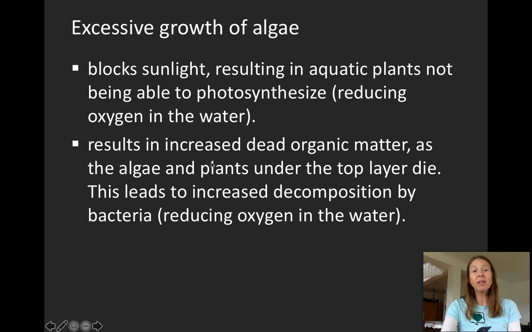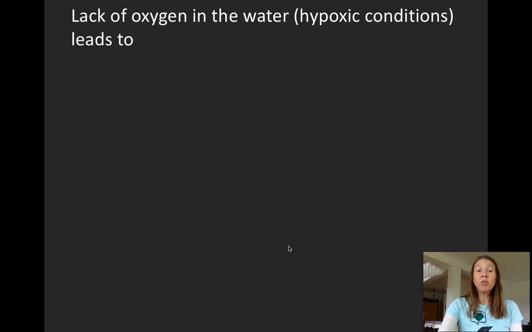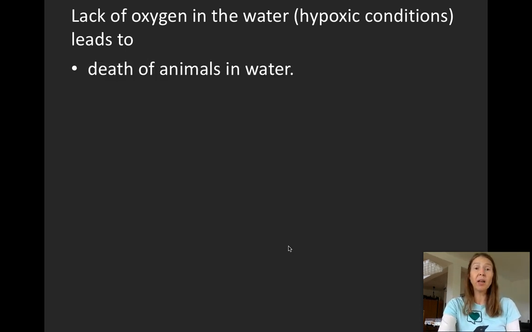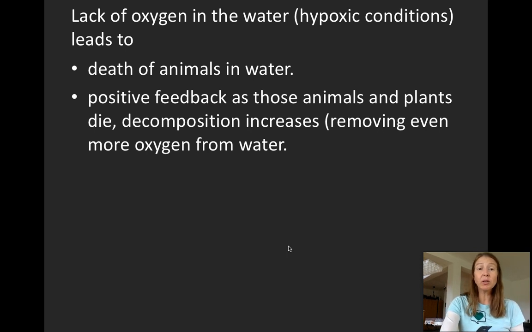So the plants not photosynthesizing reduces the oxygen, but then the decomposition of everything by bacteria, because decomposition is cell respiration, reduces more oxygen in the water. So this is a positive feedback loop. The more oxygen that gets taken out of the water, the more organisms die. The more organisms die, the more decomposition that has to happen, the more oxygen that gets taken out of the water. So essentially, all that lack of oxygen in the water leads to these hypoxic conditions, which are really terrible, and things can't grow there. So you get death of animals, this positive feedback loop.